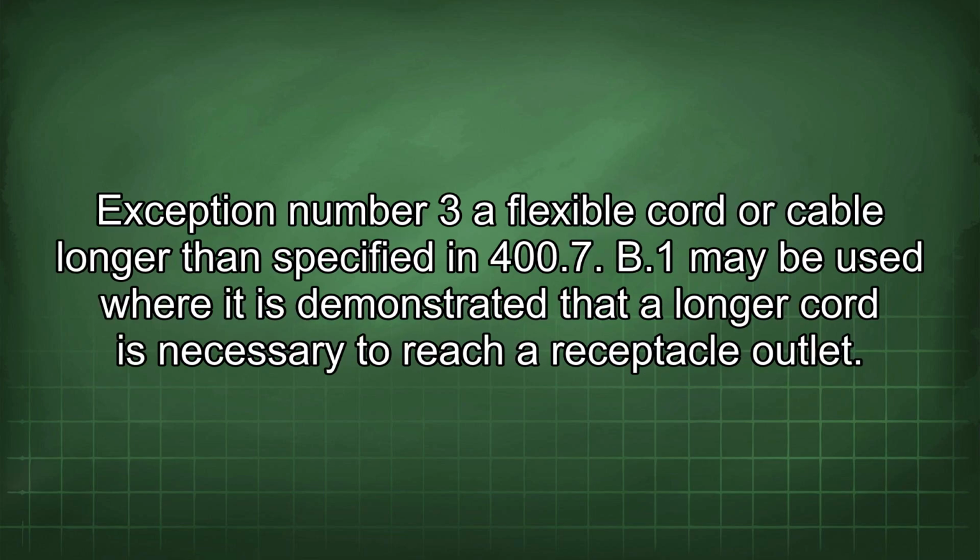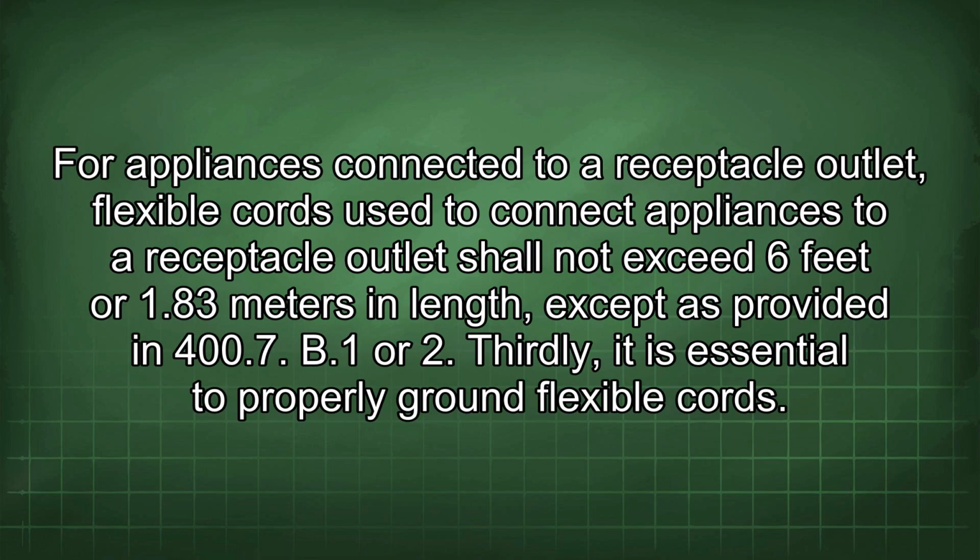Exception number 3: a flexible cord or cable longer than specified in 400.7(B)(1) may be used where it is demonstrated that a longer cord is necessary to reach a receptacle outlet. For appliances connected to a receptacle outlet, flexible cords used to connect appliances to a receptacle outlet shall not exceed 6 feet or 1.83 meters in length, except as provided in 400.7(B)(1) or (2).